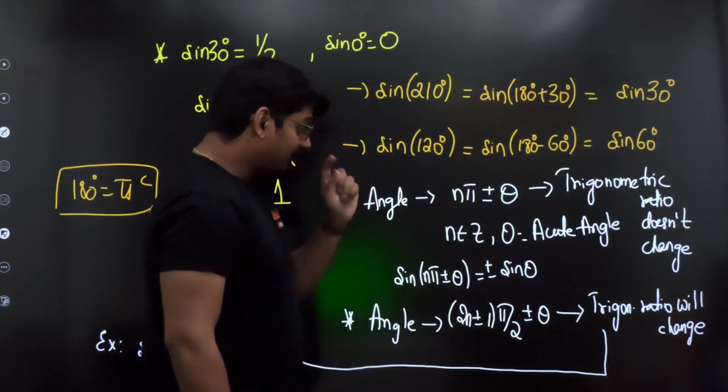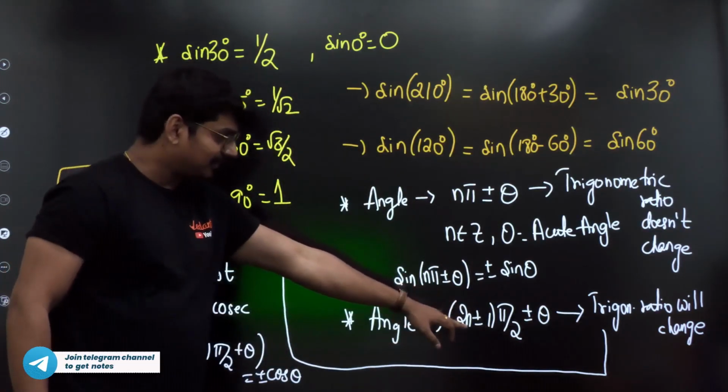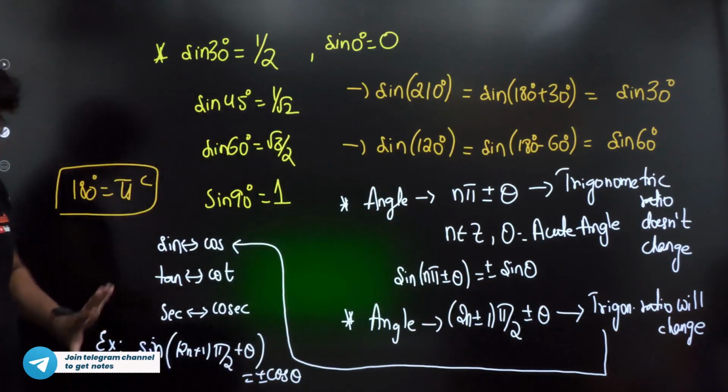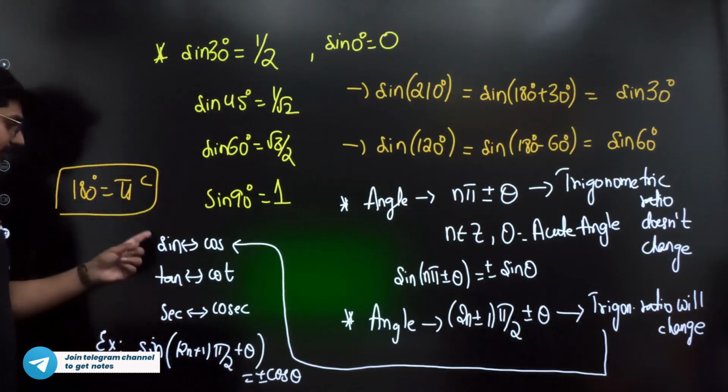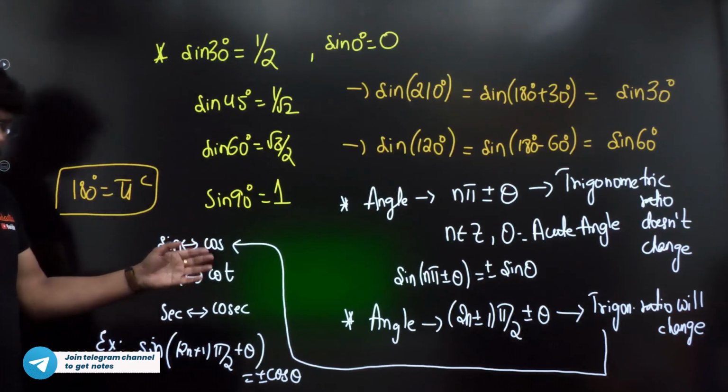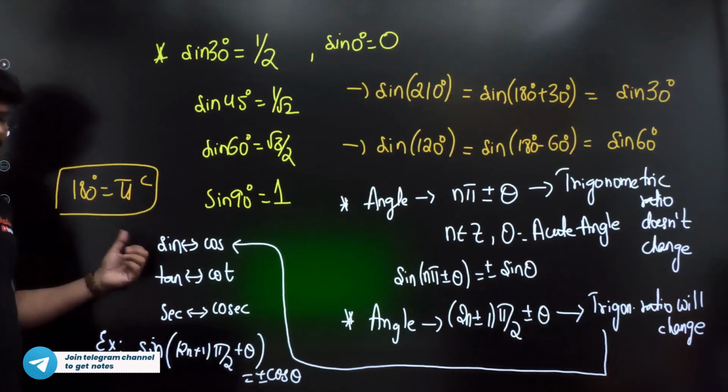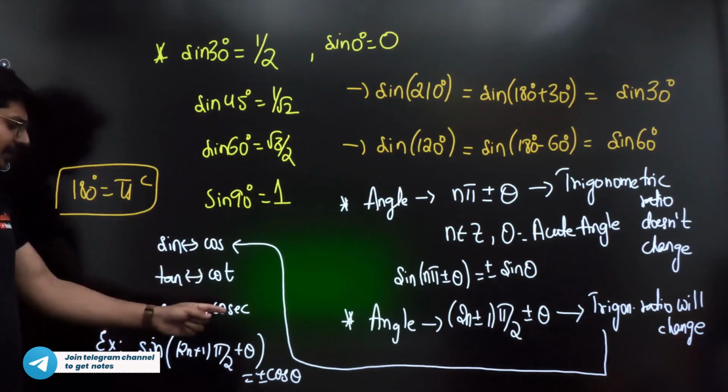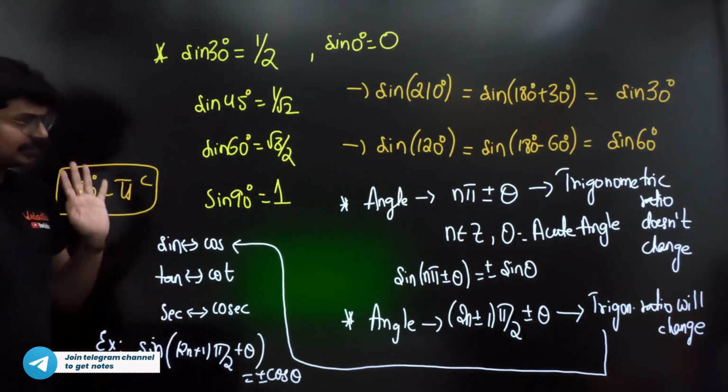Okay, and if your angle is going to be in this particular way, the trigonometric ratio is going to change. How is it going to change? If it is sine, it goes to cos, or if it is cos, it's going to be sine. The same thing with tan and cot, secant and cosecant, and here is your example.